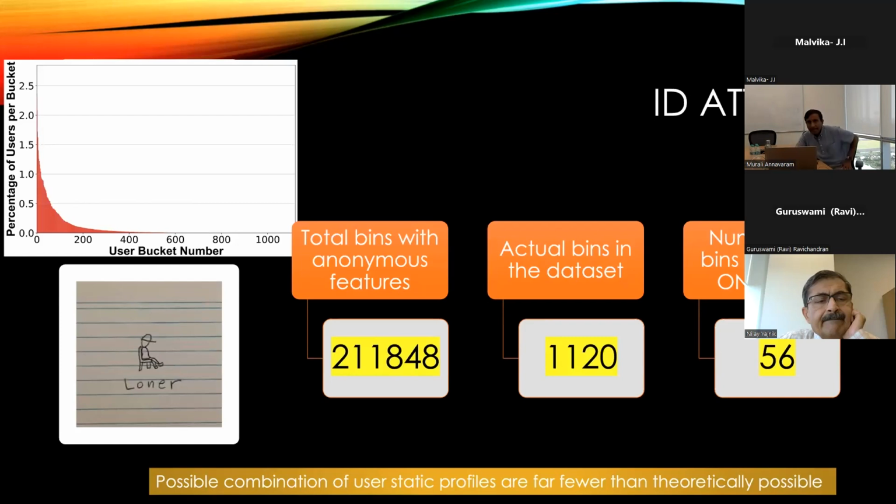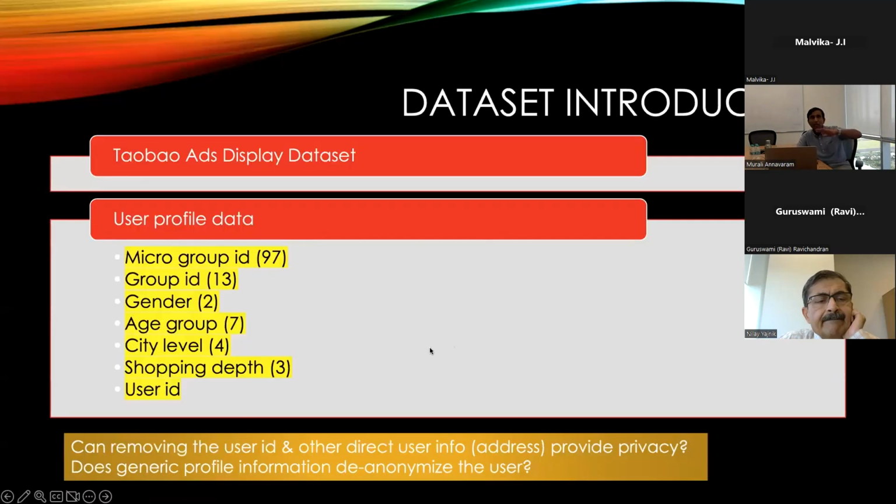But the reality is quite different. The total number of bins in the data set is nowhere close to 211,000, but instead it is much closer to just 1,000. And that is actually striking. When we saw this data, we were really surprised that the number of users can be placed into a total of 1,100 bins, not 211,000 bins. A little bit of further analysis showed that certain combinations of these features don't exist at all. And what does that mean?